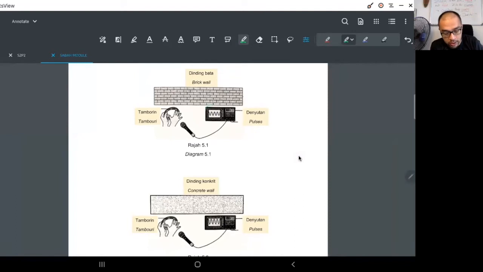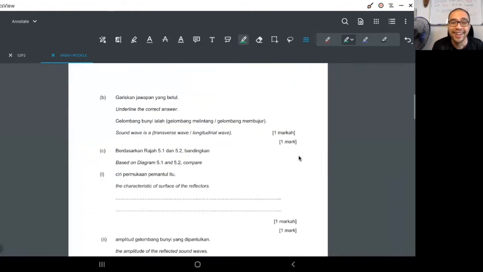So you look at this oscilloscope reading and this oscilloscope reading. You find that the amplitudes are very different. Look at this amplitude and look at this amplitude. Because I'm very sure that the next question is a compare question. Ta-da! First of all, sound wave. We've learned this yesterday. Sound wave is a longitudinal wave. I went into a very long discussion yesterday about what is longitudinal, what's transverse, what's the difference. Please remember this. But the example of the longitudinal is only one at your level now, which is just sound wave. Now compare the characteristic of the surface of the reflectors.